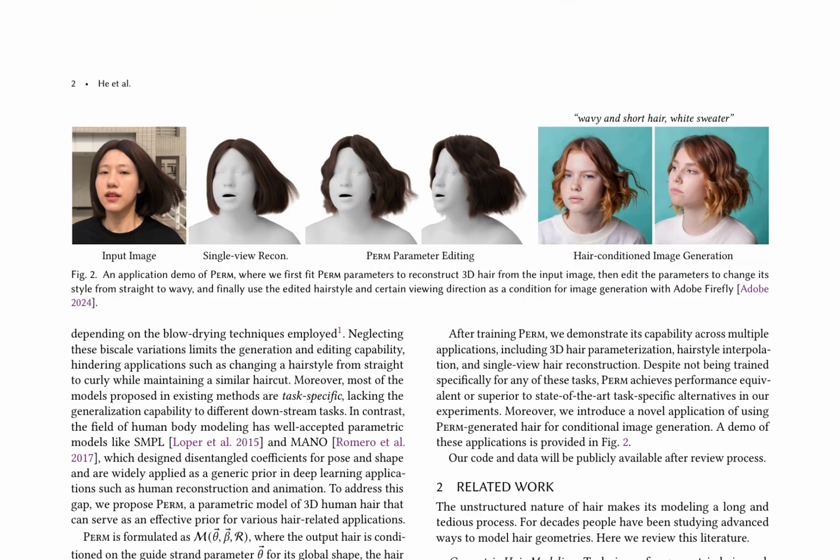modeling. Perm is a parametric model of 3D human hair, designed to serve as an effective prior for various hair-related applications. Formulated as M(theta, beta, R), it is conditioned on three key parameters. Theta, the guide strand parameter for global shape. Beta, the hair styling parameter for local details. And R, a predefined root set for hair density.